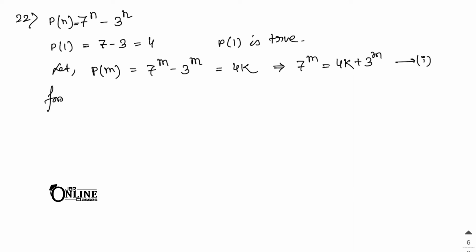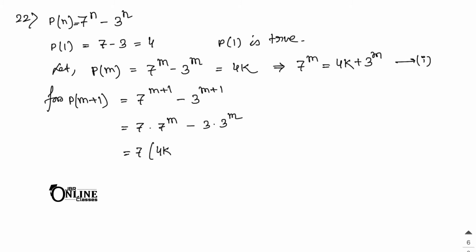Now you have to prove that for Pm plus 1. So it will be 7 to the power m plus 1 minus 3 to the power m plus 1. That will be 7 into 7 to the power m, then 3 into 3 to the power m. So in place of 7 to the power m, put 4k plus 3 to the power m, then 3 into 3 to the power m. So that equals 7 into 4k, then plus 7 into 3 to the power m, then minus 3 into 3 to the power m.